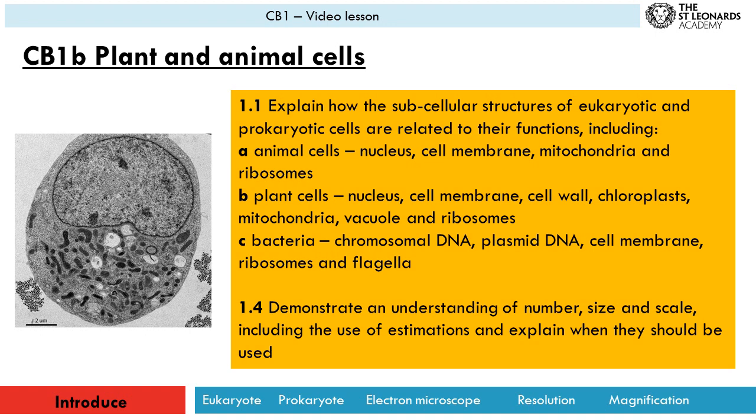In this lesson we are looking at plant and animal cells. Specifically, we're going to look at eukaryotic cells, so they're cells with a true nucleus, and we're going to identify those key organelles. So looking at the nucleus, cell membrane, mitochondria and ribosomes. We're going to compare and contrast, so key GCSE skill, plant and animal cells. Finally, we're going to look at some of the calculations involved with magnification and cell size.